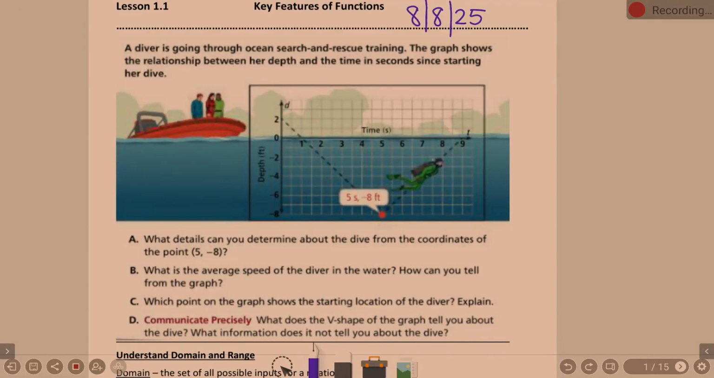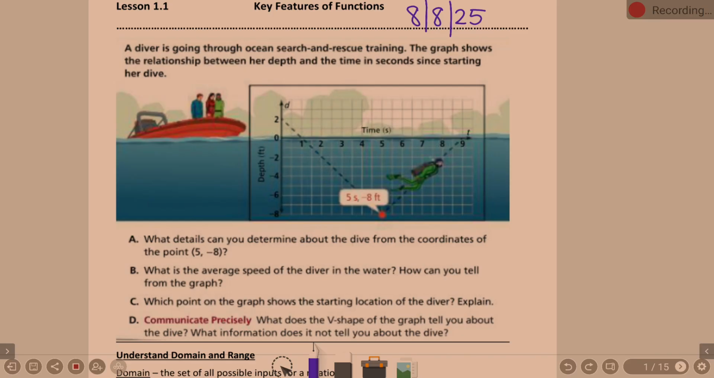1.1 and talking about key features. Okay, so some of the vocabulary you'll be familiar with already in terms of increasing, decreasing, positive, negative, but we're going to look at that in relation to graphs. We're going to bring back some words like domain and range. Those are words you've seen, you've heard, you've used. It's just a matter of getting to the point where we remember them.